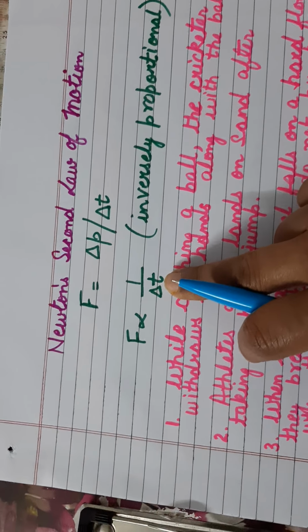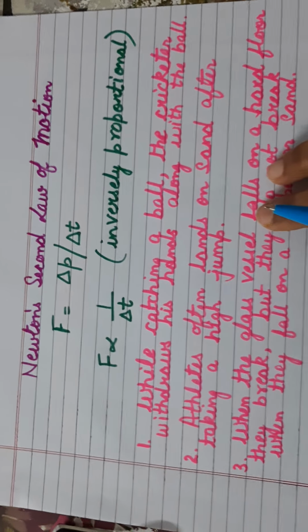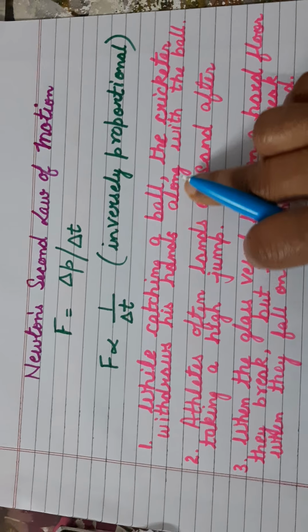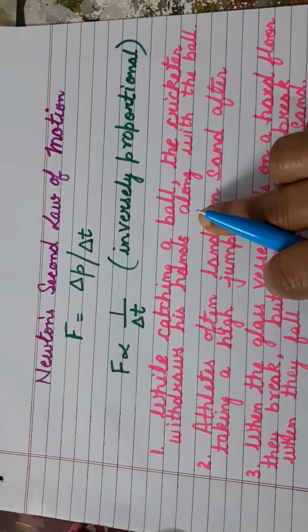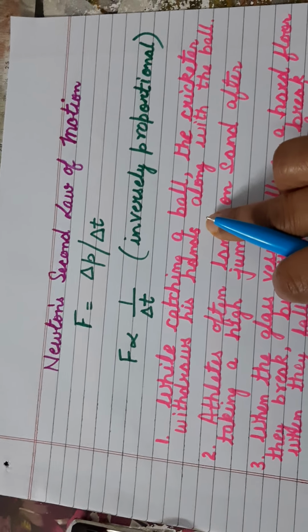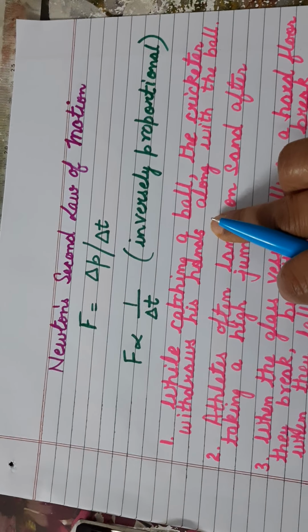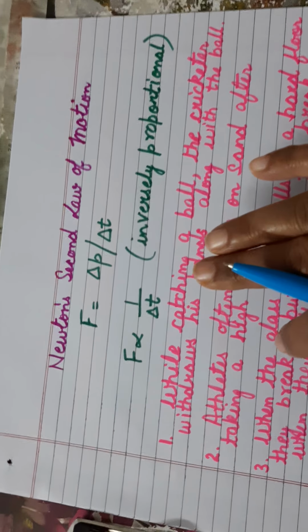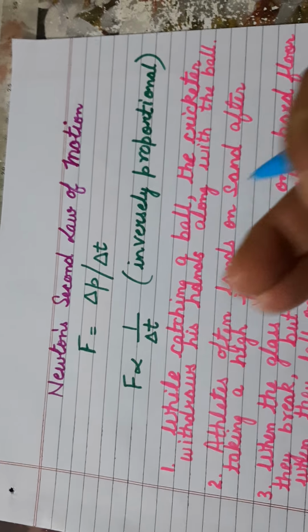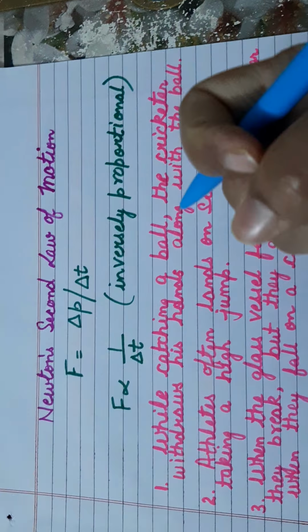Now look at the first example. I'm reading it out for you. While catching a ball, a cricketer withdraws his hands along with the ball. Children, when you go to watch a cricket match, especially the fielders standing on the boundary, you see that when the batsman hits the ball for a four, a boundary, the fielders standing at the boundary normally prefer taking the catch by withdrawing their hands backwards.